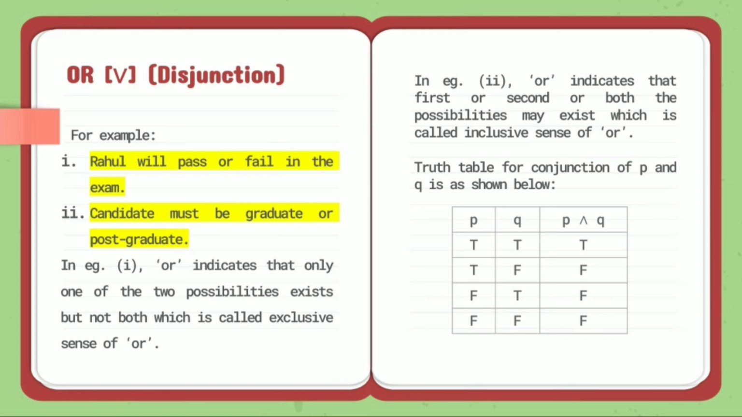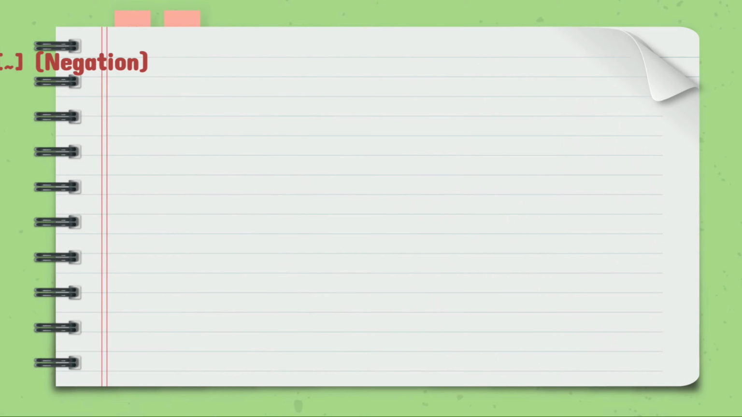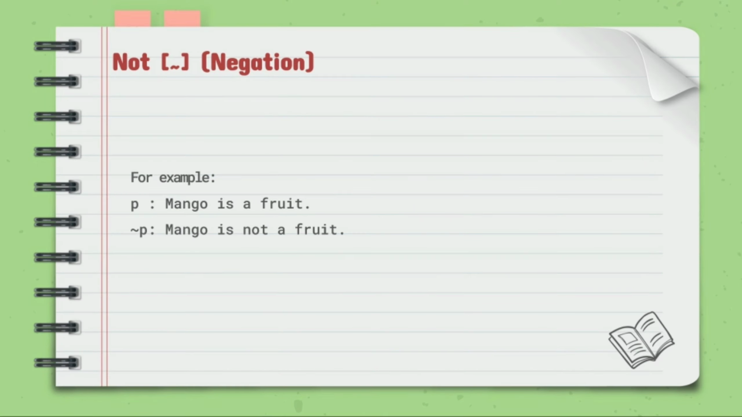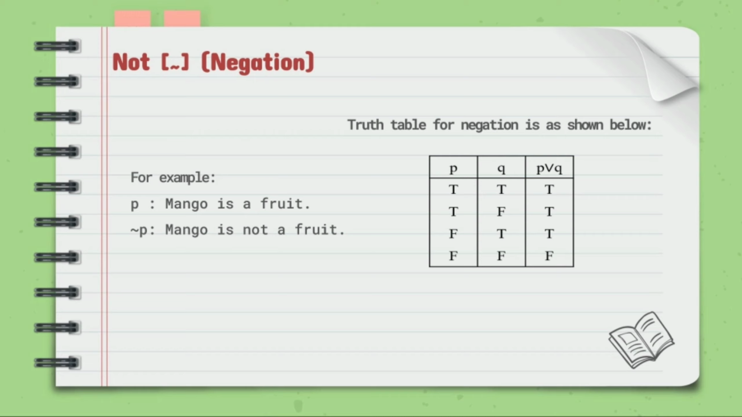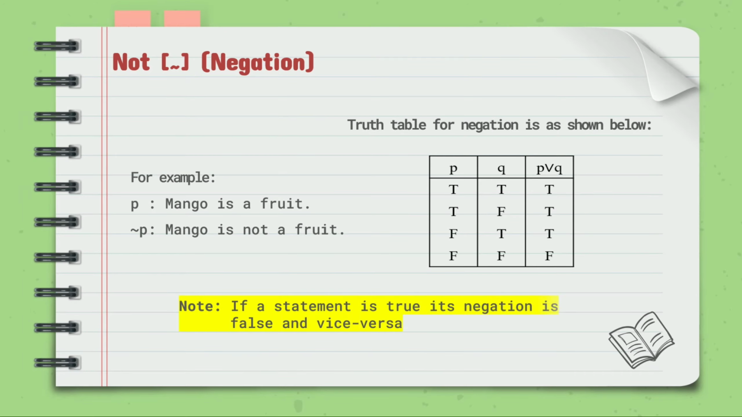And next is negation. For example, we have statement P. Mango is a fruit. The negation of P is mango is not a fruit. Truth table for negation is as shown below. For the not, if a statement is true, its negation is false and vice versa.